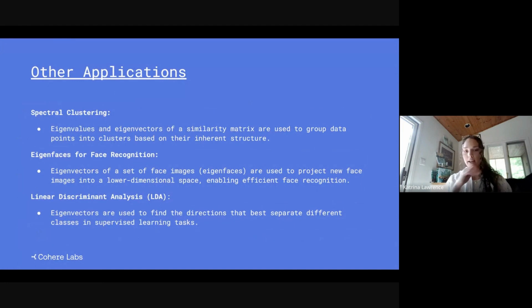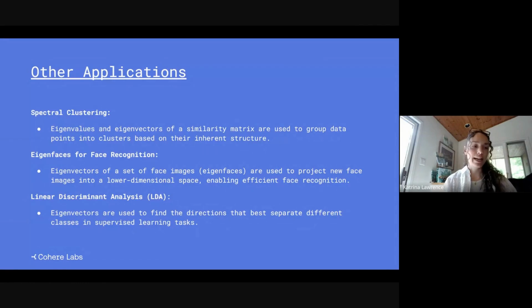So just some other final applications before we move on to the computational side: spectral clustering is a huge application. Eigenvalues and vectors of a similarity matrix are used to group data points into clusters based off their inherent structure. That's a big thing, because a lot of times in unsupervised problems, we don't have labeled data, right? So we have unlabeled data, and we're trying to understand different ways to group data together. If we're able to do that based off of inherent structure, then that will provide more accurate predictions going forward.